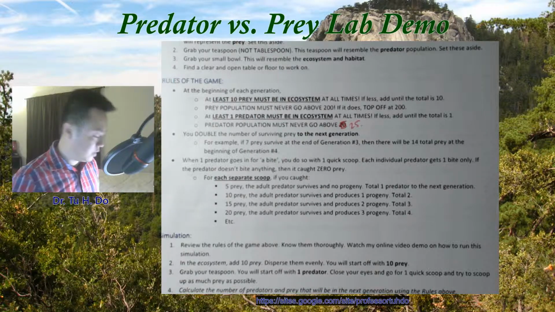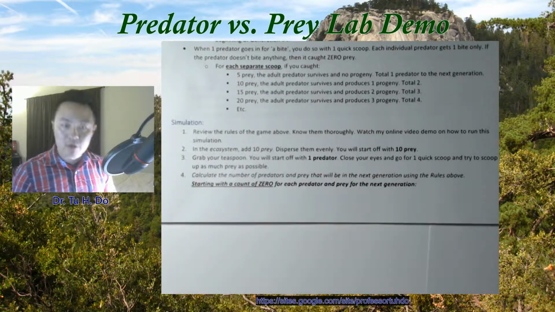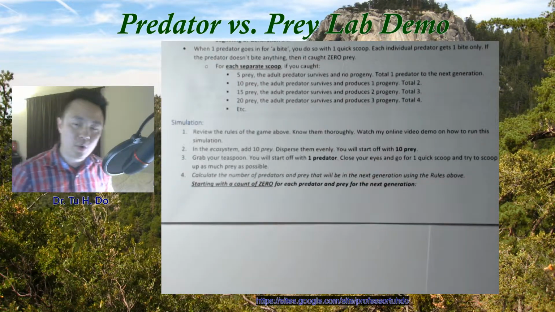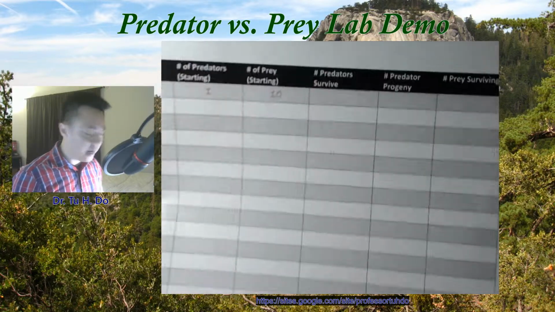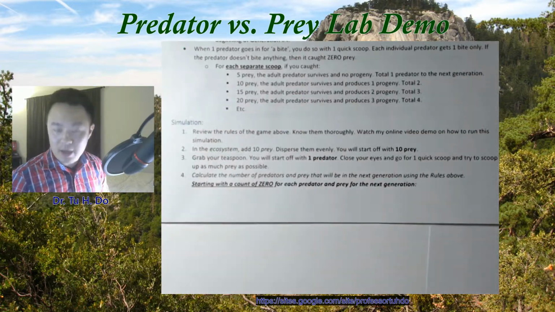All right? So hopefully you got that down. You really need to get those rules down. All right, let's go ahead and run our simulation. You should have a piece of paper to record down your data. Okay, I have a chart here that my students are going to be using to record down their data. You should have your own.